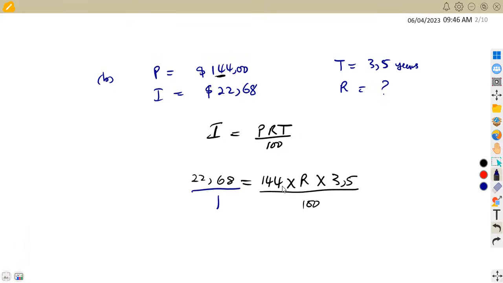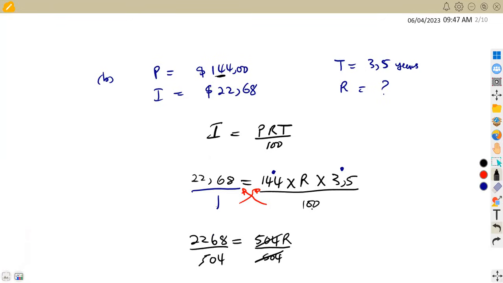Take note, this 144, you write as a whole number, not the comma 00. They are not part of our calculation. We can simply cross multiply. That is going to be 100 times 22.68, which is 2268, equal to 1 times 144 times 3.5. If you multiply 144 times 3.5, we obtain 504 times the rate, which is R in this case. So to find the rate, we can divide by 504 both sides.